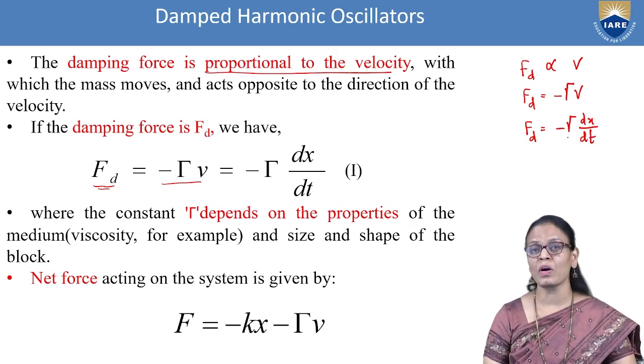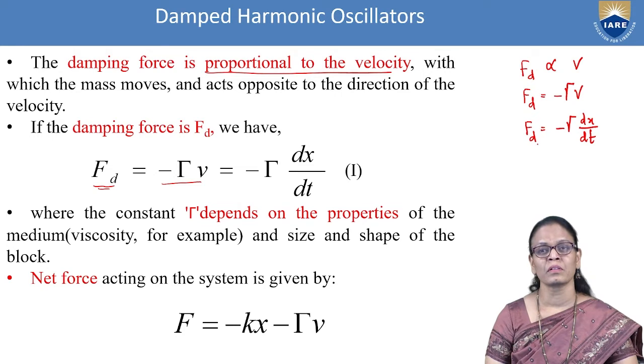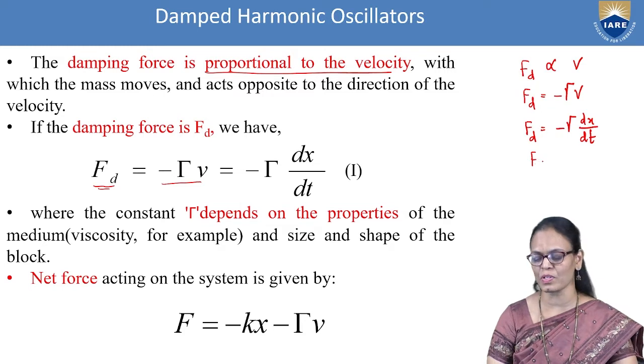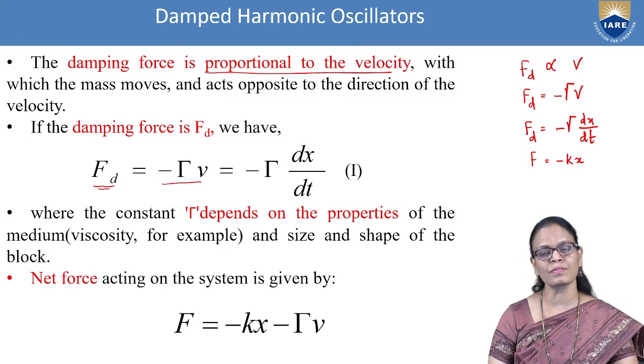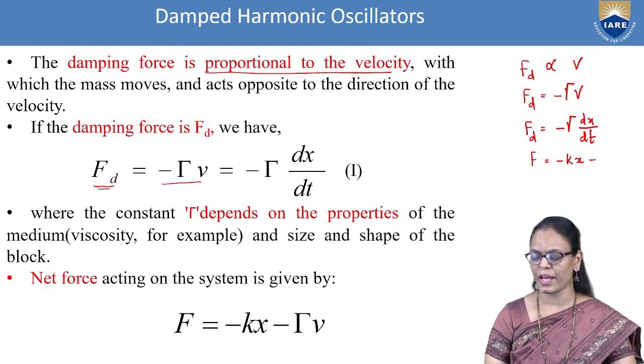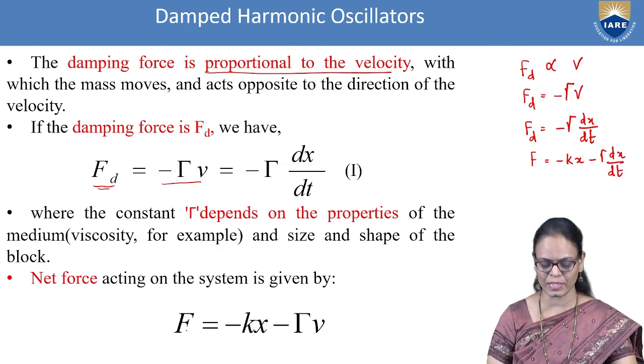Now, we also have the restoring force that is acting on the object. So, if we write the net force, it is the resistive force which acts in the opposite direction and also the damping force that acts in the opposite direction. So, the net force acting on the system is given by F is equal to minus kx minus gamma v.